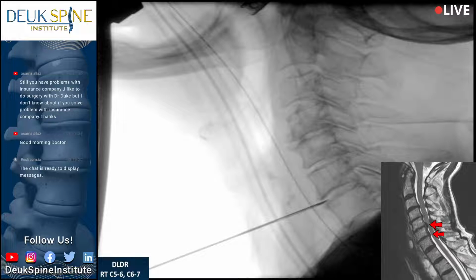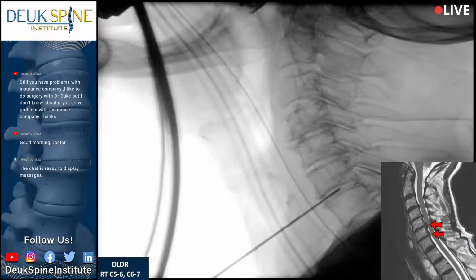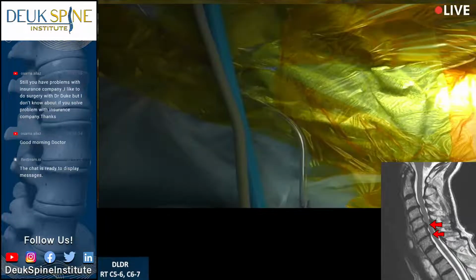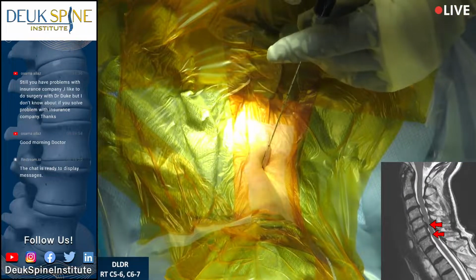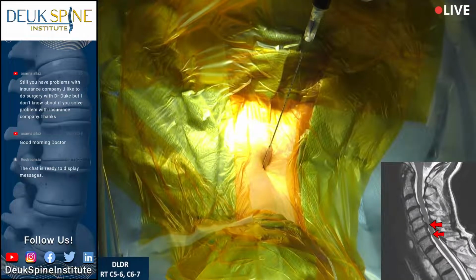I'm going to enter it and go deeper. Shot. I feel myself inside the disc now. And at this point, what we want to do is something called a discogram. Perfect. And what we're doing is we're injecting 2 types of dye. One is contrast dye, so we could see the inside of the disc and the tear in the back with the x-ray. The second type of dye is a blue dye, the Deuk spine dye, and that stains the herniation. All right, there you go.